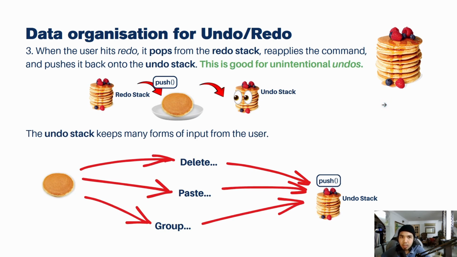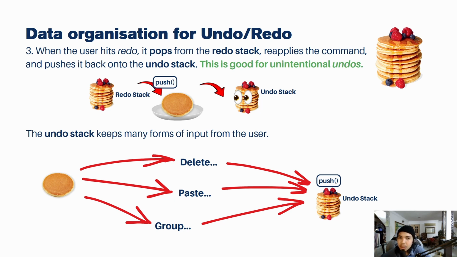When the user hits redo, it pops from the redo stack, reapplies the command, and pushes it back into the undo stack. So there are two pop operations. There's one pop operation for the undo stack, and for the redo stack, it can push back what you just popped. So this gives the user many options, so that they can erase what they did, and also redo them just in case.